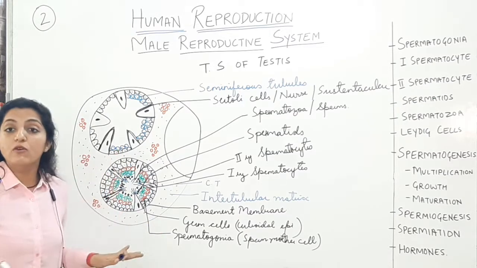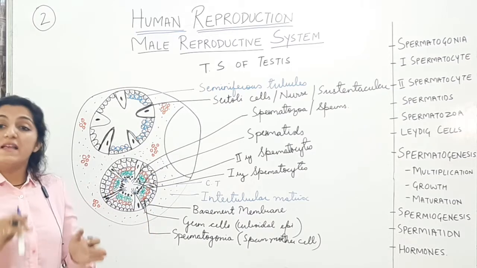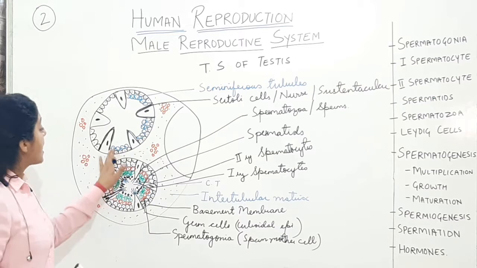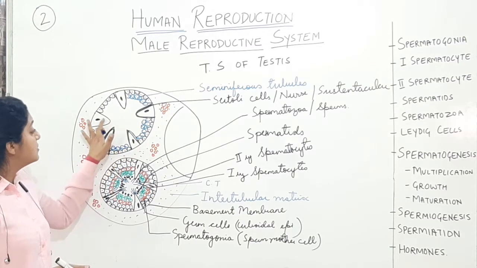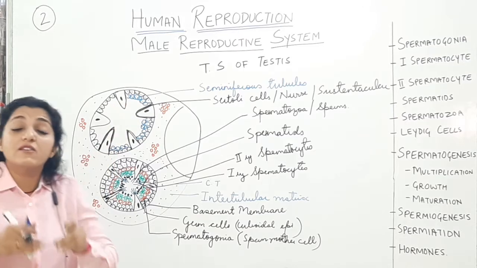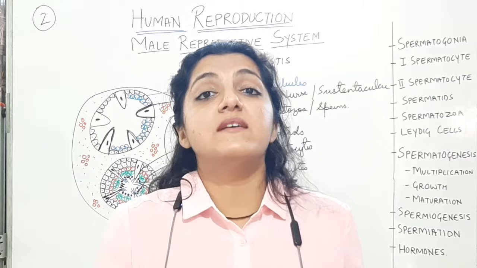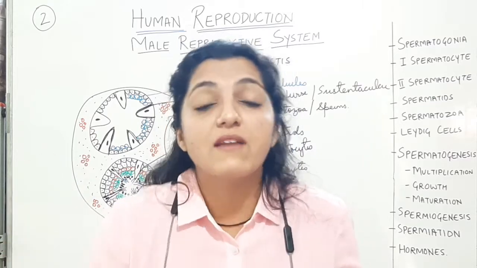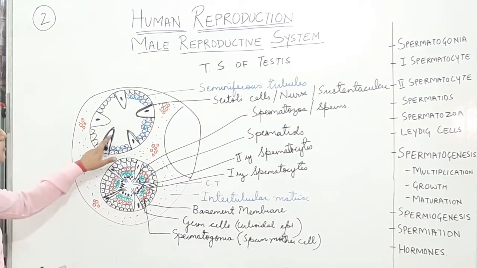And it is the spermatogonia which is going to undergo the process of spermatogenesis and produce sperms. So sperms will be produced from here. These sperms are going to attach to these Sertoli cells for nourishment. Here the sperm mother cell is only producing the sperms. Sertoli cells are going to nourish the sperms.